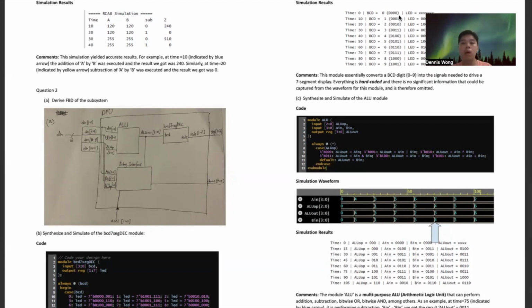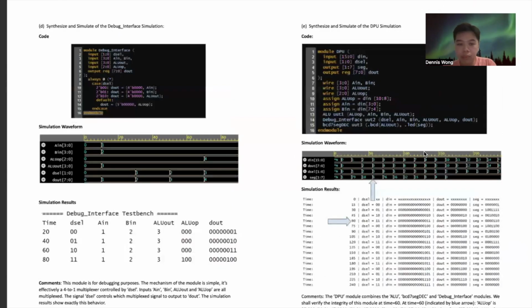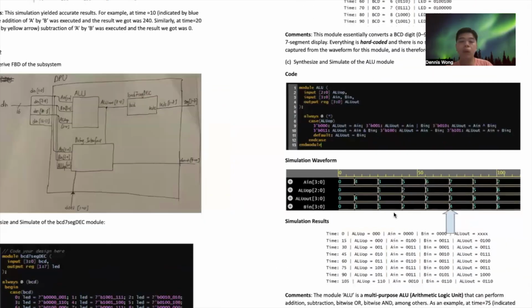For example, BCD is the integer we want to be displayed on the seven segment. We have a mapping between the integers and the individual LEDs to light up on the seven-segment display so that we get a particular number. For example, to get 8, we have to light up the LEDs described in this case.